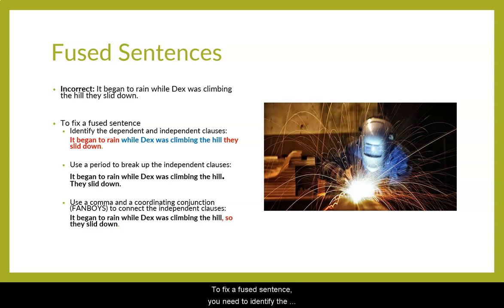To fix a fused sentence, you need to identify the clauses, both dependent and independent. In this example, we have 2 independent clauses and 1 dependent clause. Once you identify the clauses, there are 2 ways to fix it: add a period or use a comma and a coordinating conjunction. For this example, the dependent clause, while Dex was climbing the hill, has to be attached to one of the independent clauses. You have to decide which one you think it relates to more. I decided that it should go with "it began to rain" because it explains when the rain occurred. But I can see arguments for putting it with the other independent clause, "they slid down."